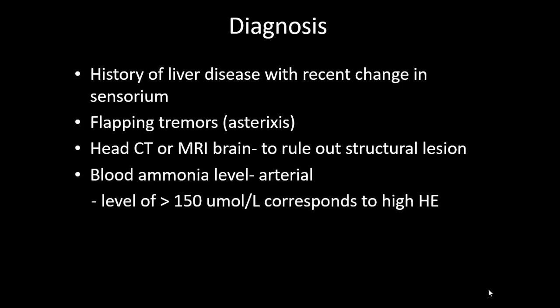Blood ammonia levels, you should do an arterial level, as venous levels have a lot of fluctuations. So if available, an arterial sample should be done.